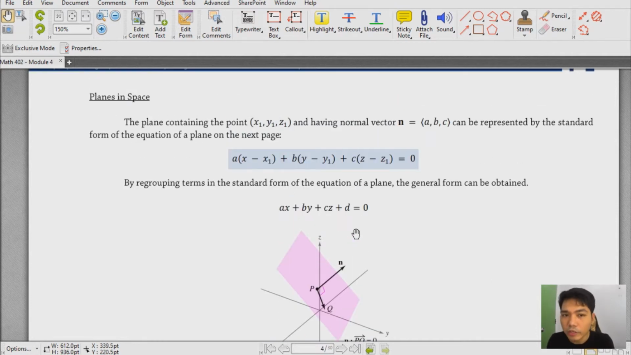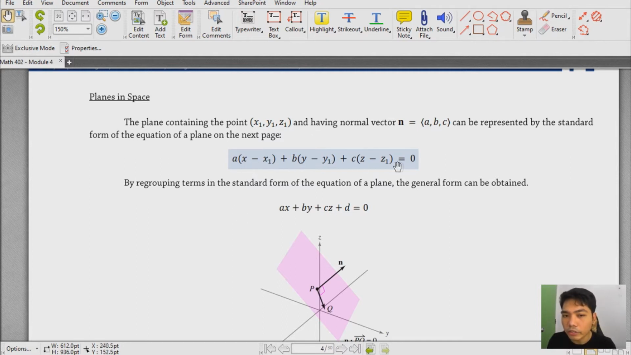And then the general equation for any plane in the XYZ plane is given by the standard form: a times x minus x sub 1 plus b times y minus y sub 1 plus c times z minus z sub 1. Now, itong x sub 1, y sub 1, and then z sub 1, siya yung ating point of reference. So, in short, lahat ng mga vectors natin na gagawin para ma-determine yung ating equation will be coming from that point, x1, y1, z1.